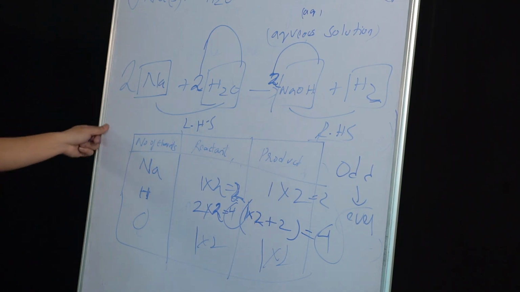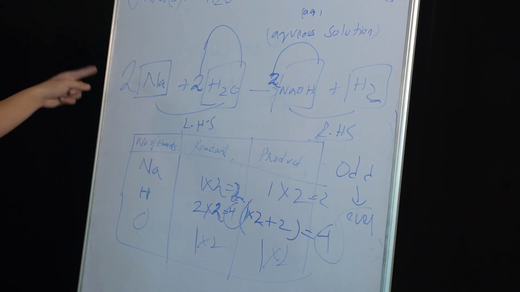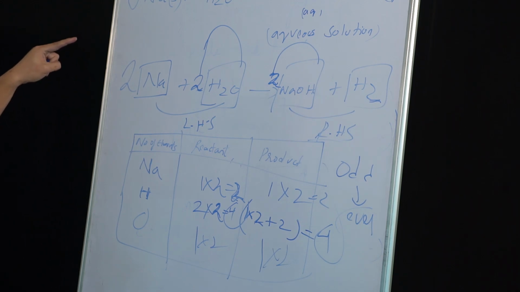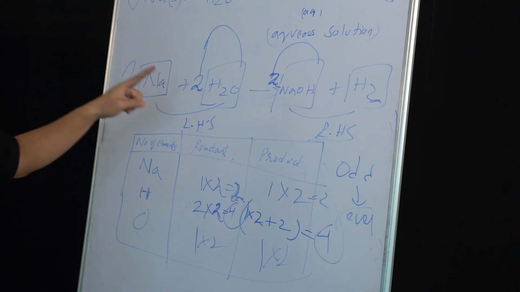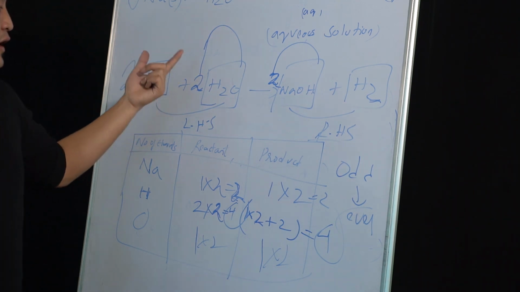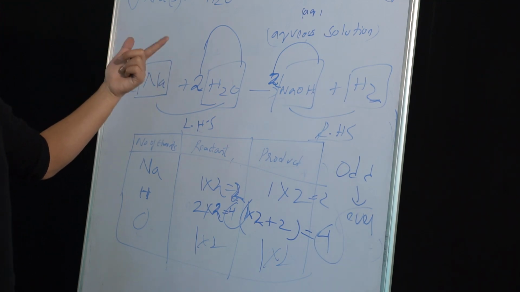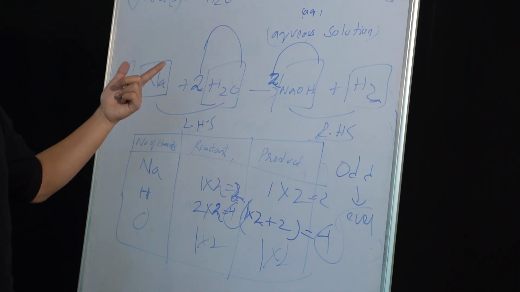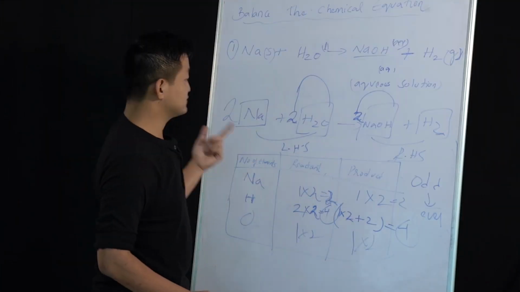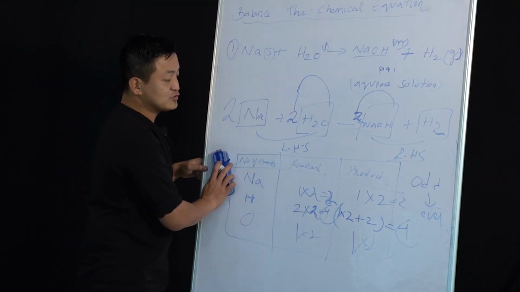So the right answer for this equation would be, on the left hand side, 2 Na plus 2 H2O, and on the product side, we have 2 NaOH plus H2. Okay? So everyone please note down.